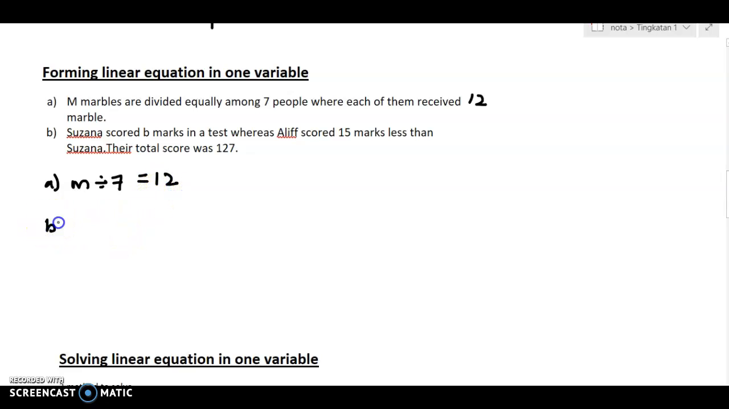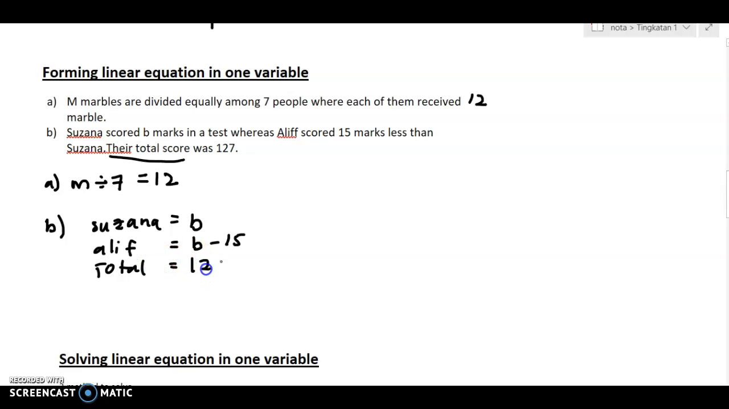Okay, so now B. Susanna scored B marks in a test where Alif scored 15 marks less than Susanna. Their total score was 127. So Susanna, write first. Susanna, how many marks are there? It is B. Alif scored 15 marks less, which means B minus 15. And then it says here their total score. So the total will be 127.